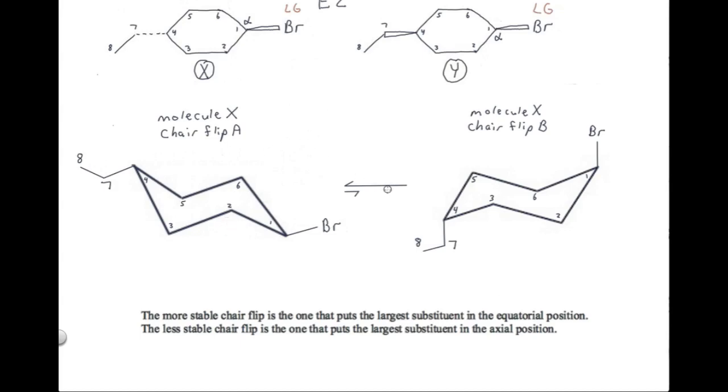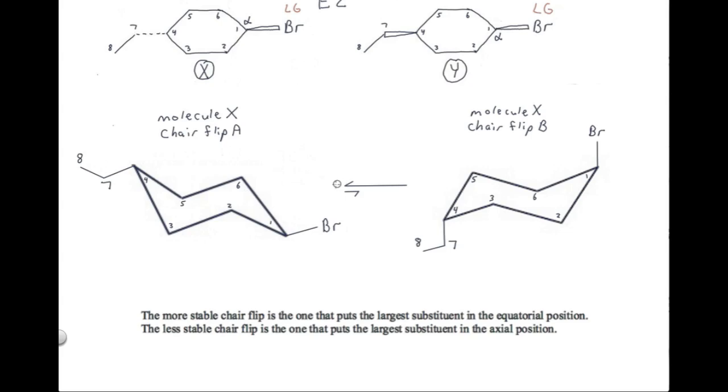I've reflected that with these equilibrium arrows. I've drawn the longer arrow pointing to the left to show that the molecule will spend the greater percentage of its time in chair flip A. And I've drawn the shorter arrow pointing to the right to show that the molecule will spend a smaller percentage of its time in chair flip B. So these arrows reflect the idea that chair flip A is more stable than chair flip B.